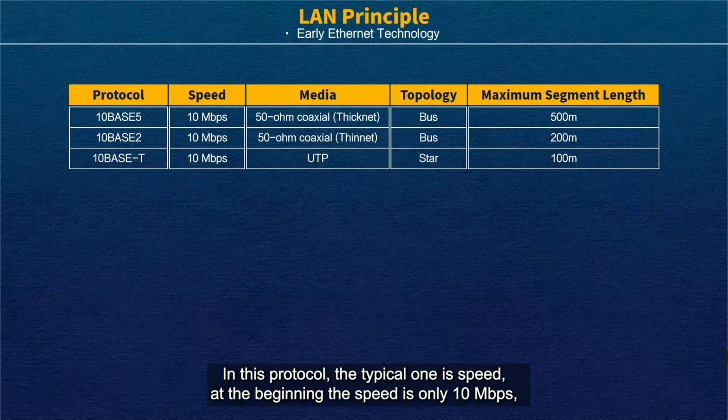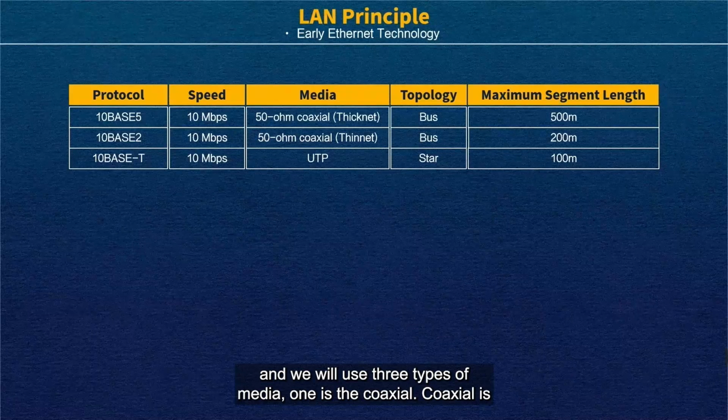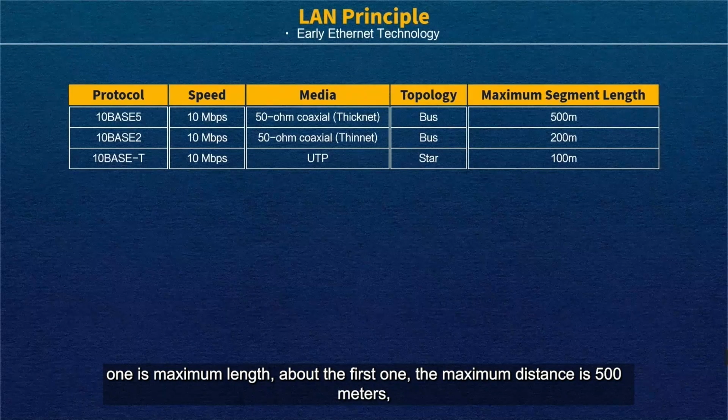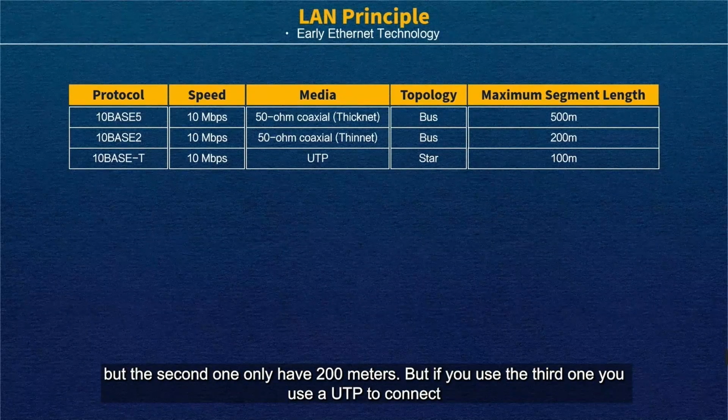In these protocols, the typical one is the speed. At the beginning, the speed was only 10 Mbps. And we will use three types of media. One is coaxial, the thicknet, and we also have the thinnet. These are two different types of coaxial. The difference is the maximal length. About the first one, the maximal distance is 500 meters. But the second one only has 200 meters.